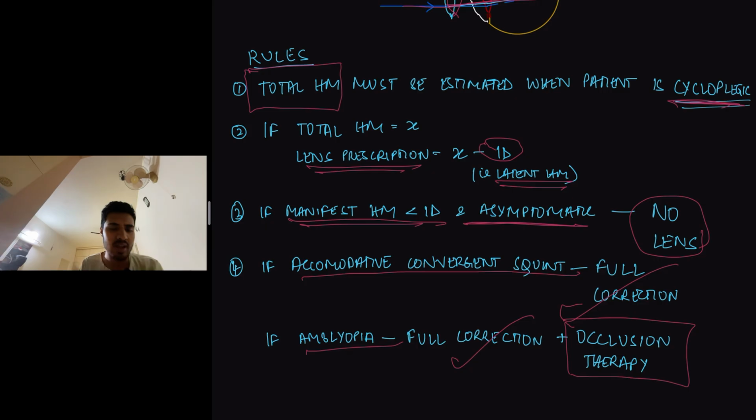So remember one thing, you have to first estimate the total hypermetropia under complete cycloplegic conditions. Then, if the manifest hypermetropia is very, very low and the patient is asymptomatic, no need for any convex lens. But if you want to prescribe a convex lens for a symptomatic patient, subtract the latent hypermetropia, and basically you have to correct only the manifest hypermetropia, except for conditions such as accommodative convergent squint or amblyopia, where we do complete correction of the hypermetropia, total hypermetropia correction along with occlusion therapy. So this is it for hypermetropia.